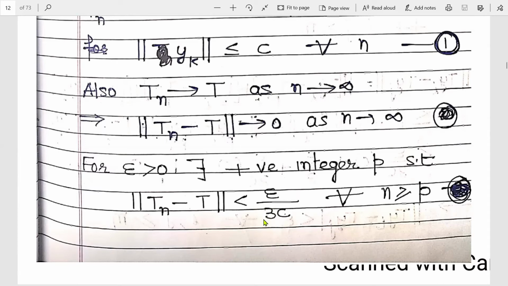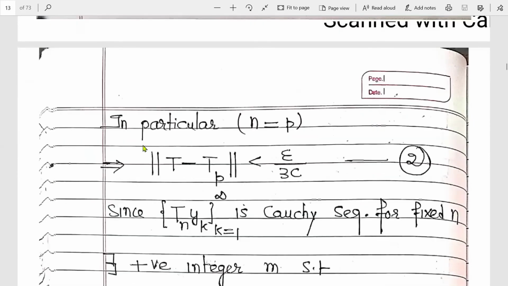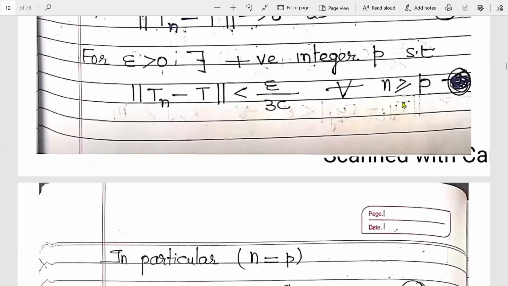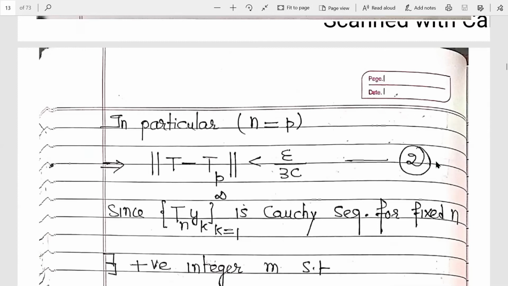Otherwise, we can also write it at the end. This space should be vacant, and you may write it at the end: for every n greater than or equal to p. Now, because this condition is true for n greater than or equal to p, in particular we take n equal to p. So this condition is satisfied, and this is equation number 2.